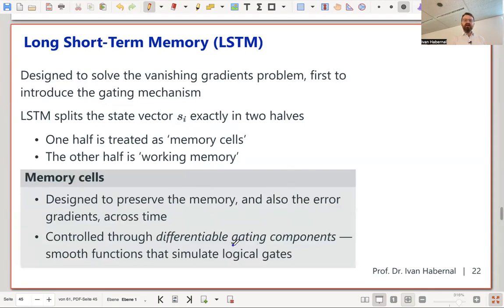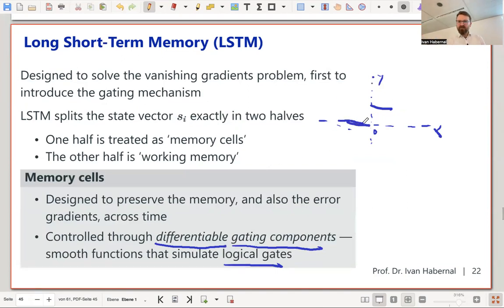And we're going to use gating components, but they will be differentiable. So we'll use some sort of smooth functions that simulate logical gates. We don't have this 0, 1 step function, but something smooth. What could be a smooth version of a 0, 1 function? Can we do something smoother? Yeah, we can use the sigmoid, of course. Sigmoid is very smooth. Mostly it will be 1, mostly it will be 0, and in between it's going to be something in the middle.